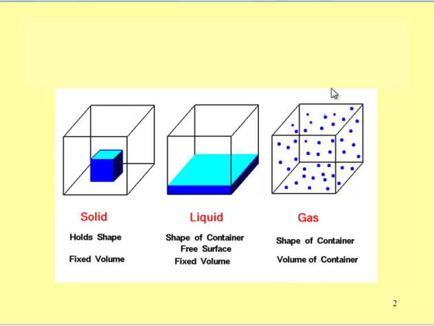And macroscopically, a solid is known to hold a fixed shape and also have a fixed volume. Liquids will take the shape of the container. They have a free surface, but they also have a fixed volume. They're unable to compress much further. And finally, we have gases. Gases are known to take the shape of the container. If we blow a balloon up, they'll take the shape of the balloon. And they will always just meet the volume of the container, so they'll stretch out and take over the whole volume of the container we have. So these are the macroscopic properties.